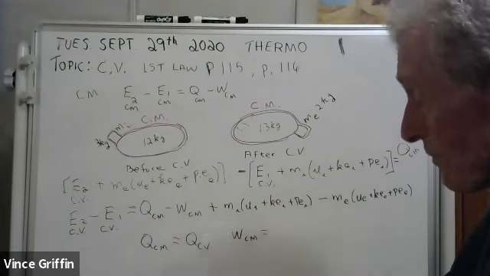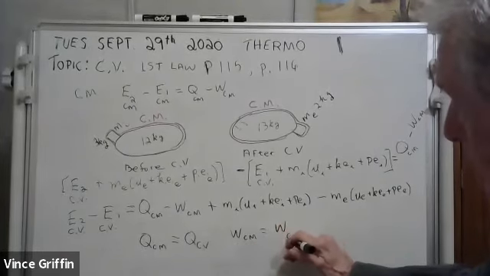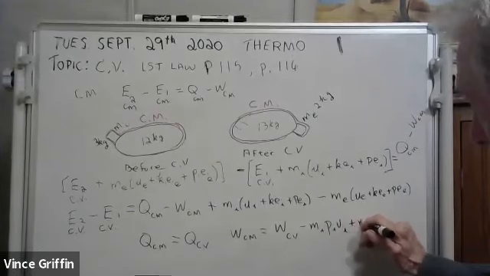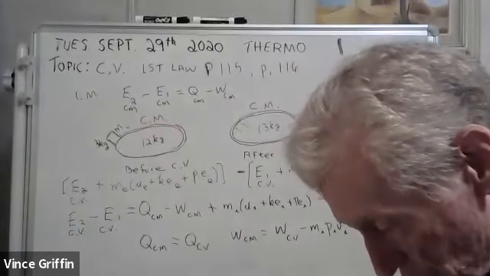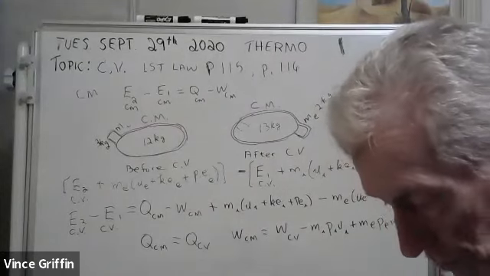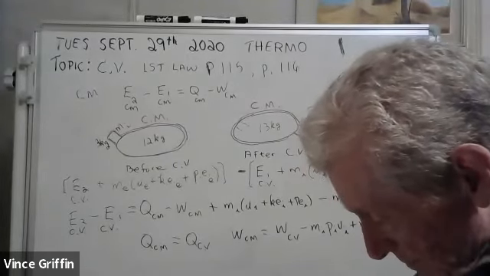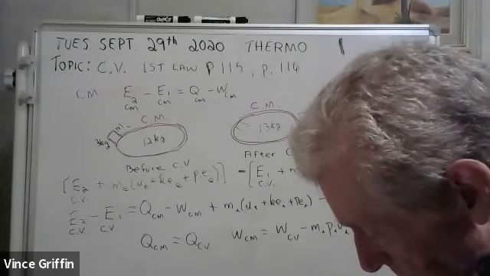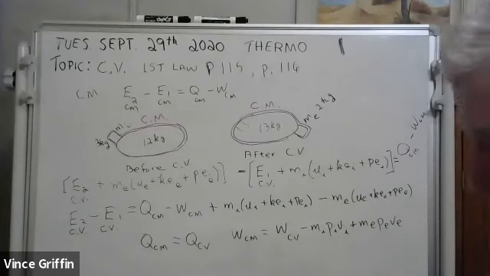But when it comes to this here, this is a little bit different. That's equal to this. The work done by the control mass is equal to the work done by the control volume minus MI PI VI plus ME PE VE. You'll find that in your book. It's explained on page 115, at the top of 116.